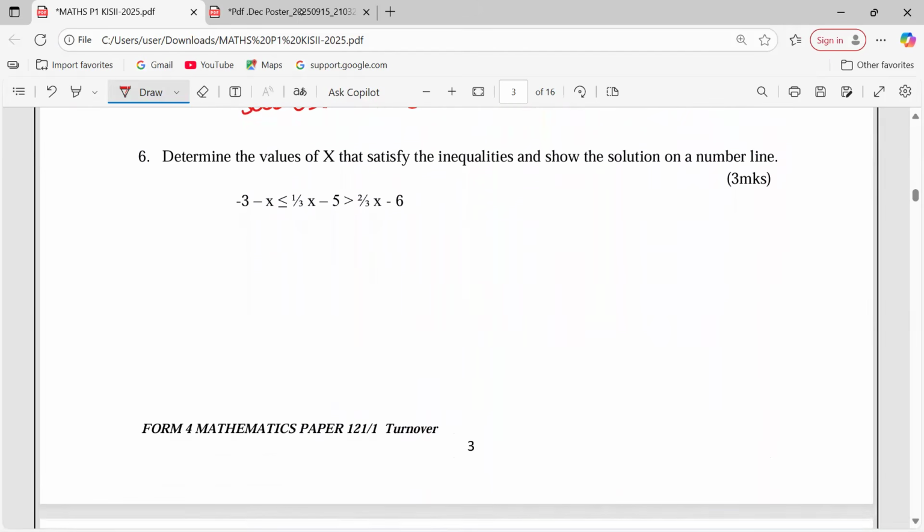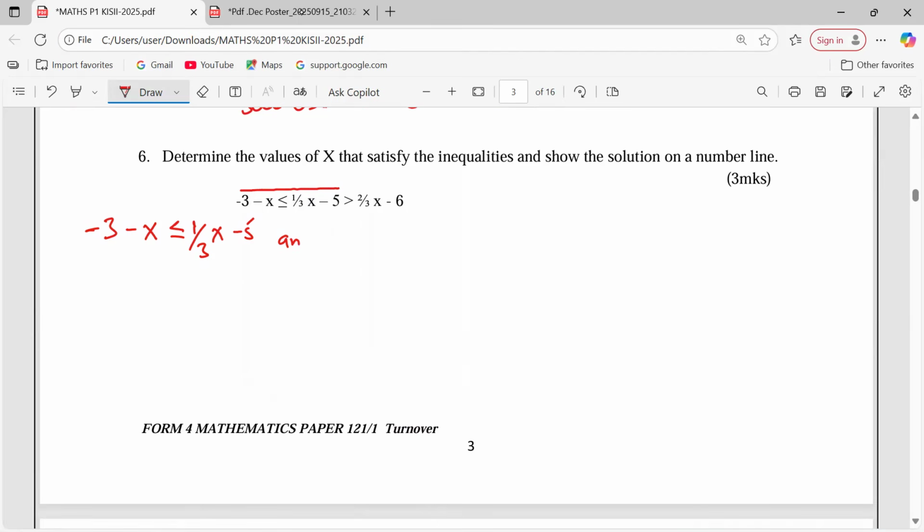Number 6. Determine the values of x that satisfy the inequalities and show the solution on a number line. Let's look at this. When it's a compound inequality like this, we first split it into simple statements, whereby the first statement runs from the first term up to the term just before the second inequality sign. So we talk about -3 minus x less than or equal to a third x minus 5. That is the first inequality.